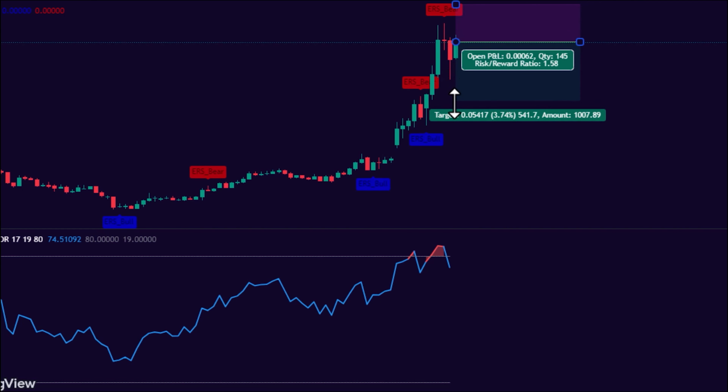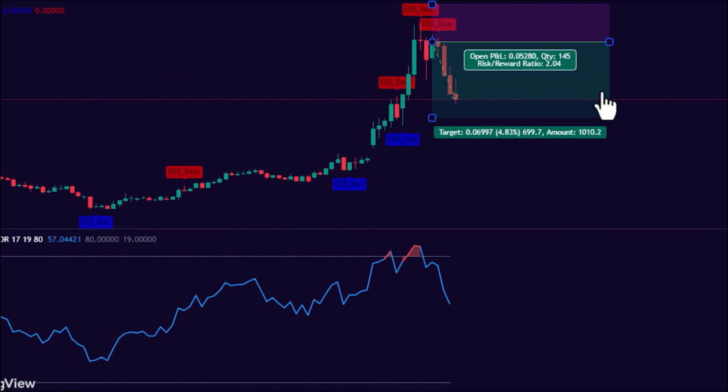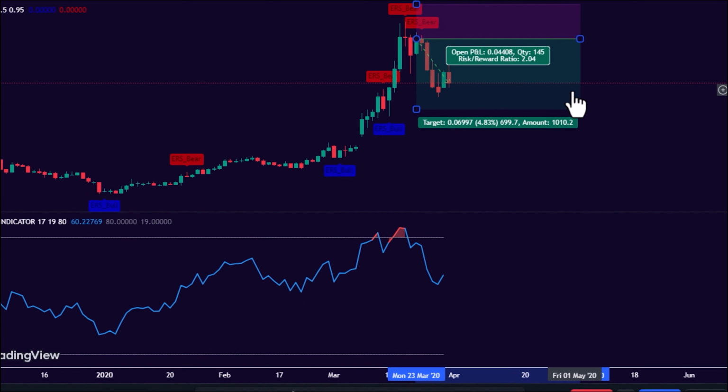Set stop-loss orders based on key resistance levels. Use a favorable risk-reward ratio to ensure potential profits outweigh potential losses. Consider trailing stops as the trade moves in your favor.